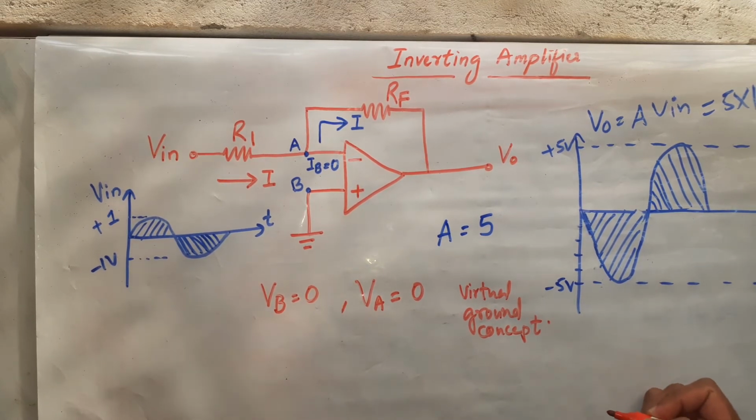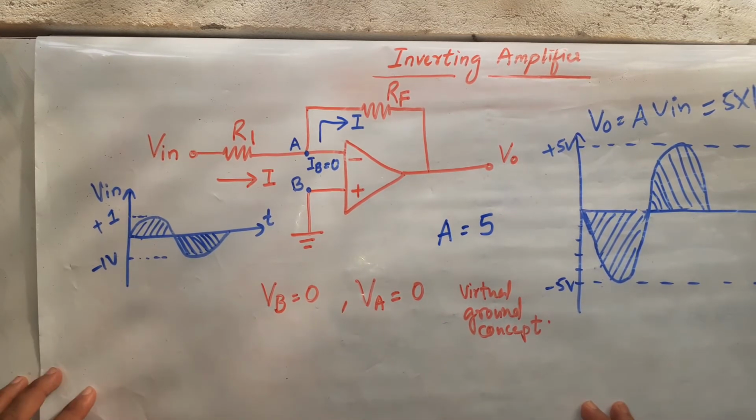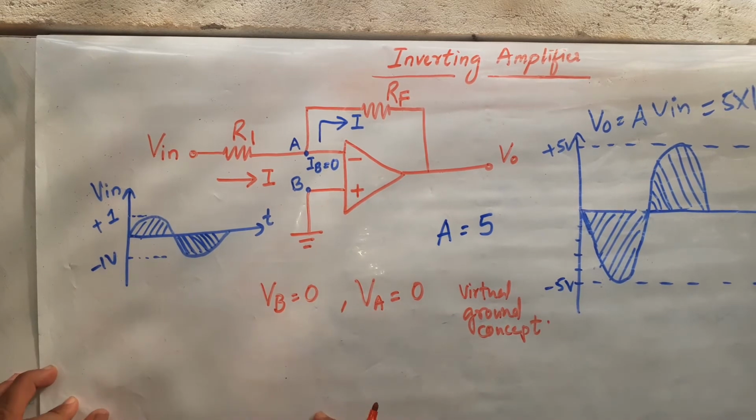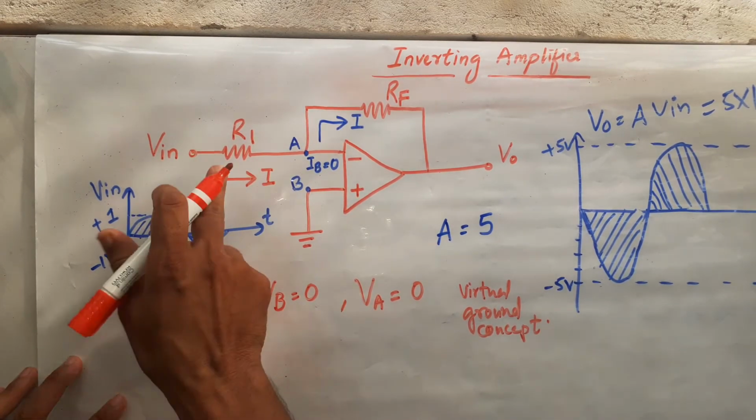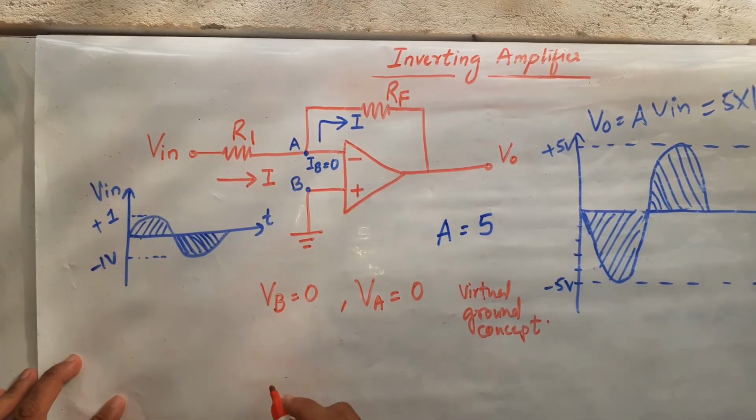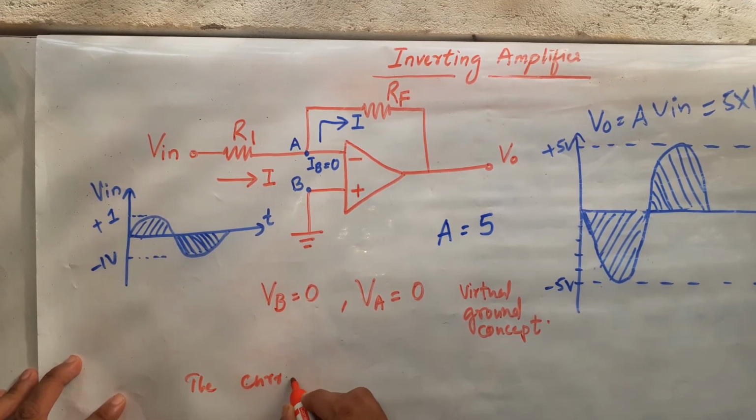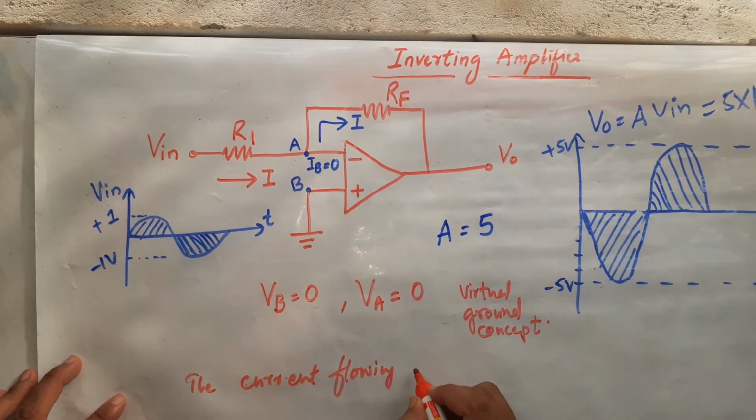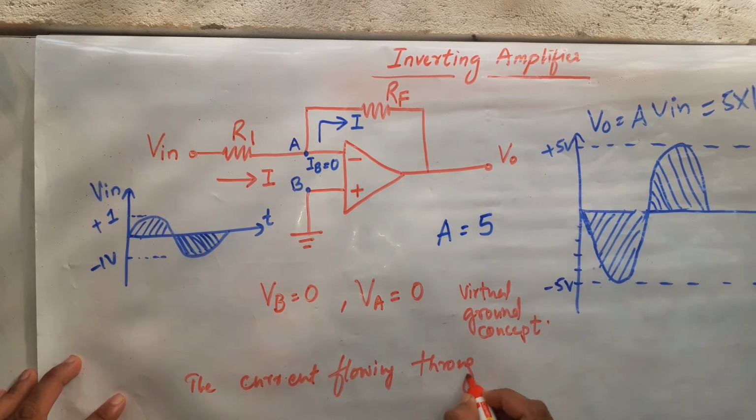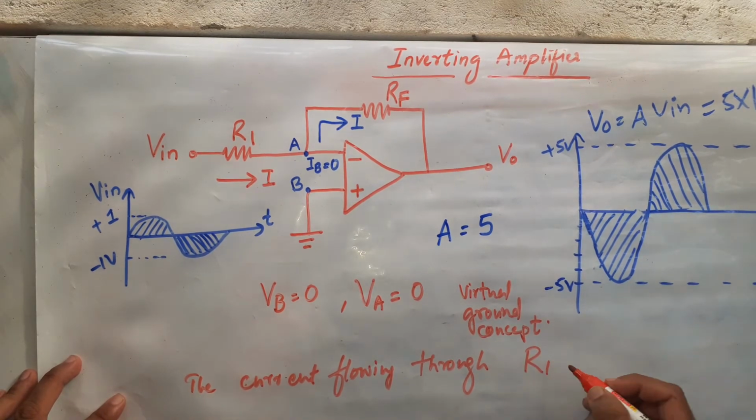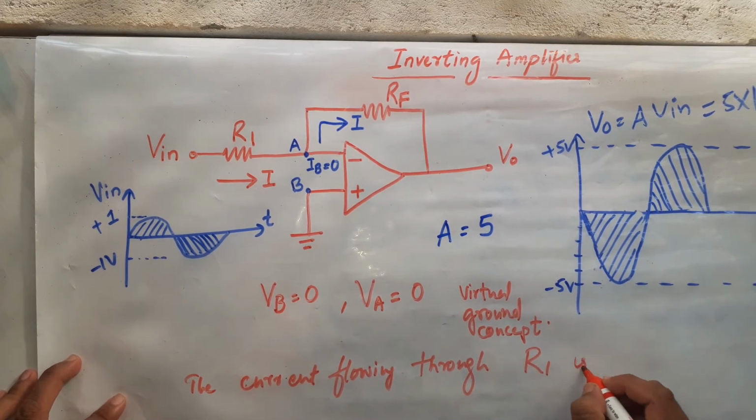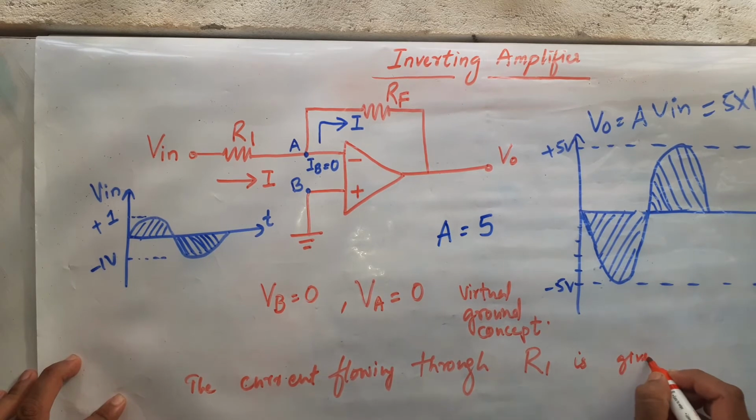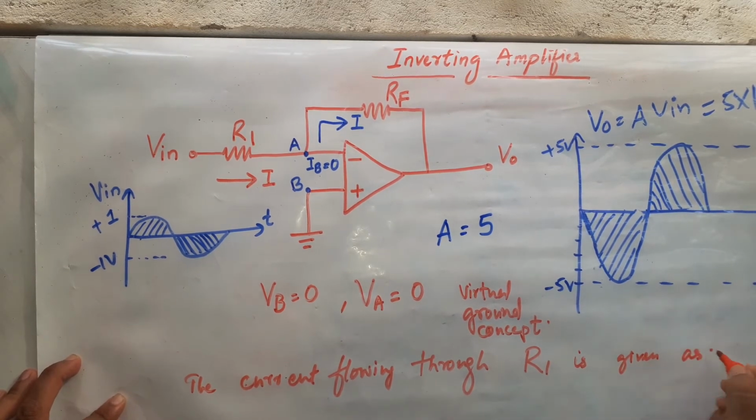Okay, virtual ground concept. Now tell me, what is the current flowing through? How can I write the current flowing through R1? The current through R1 is given as, how can I write?